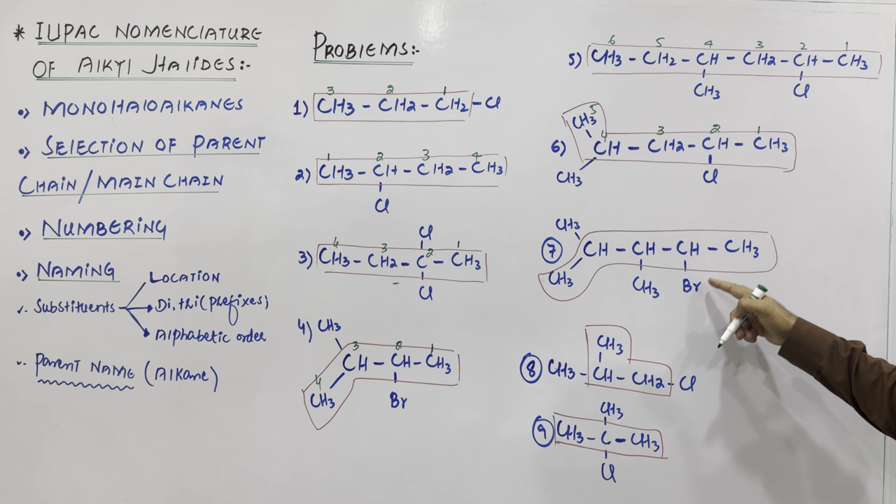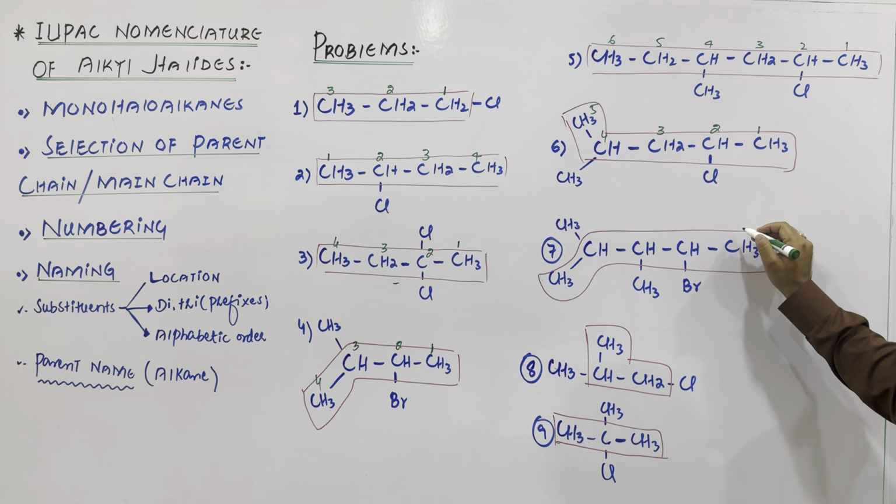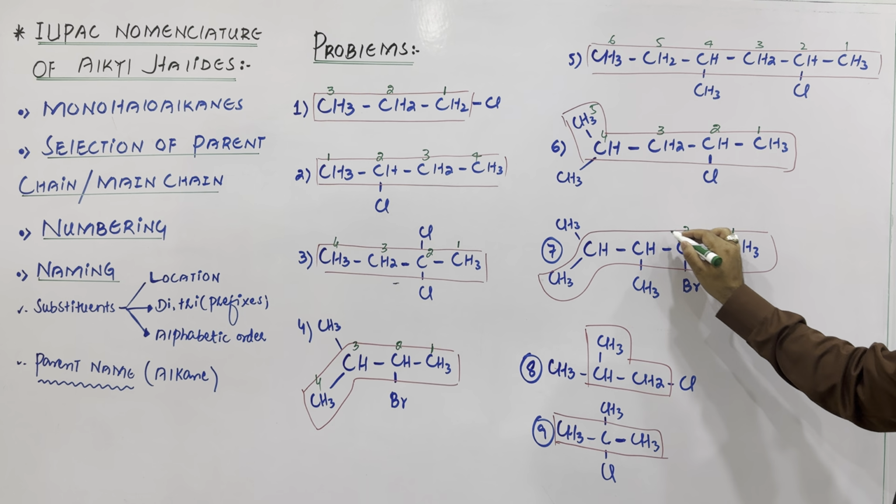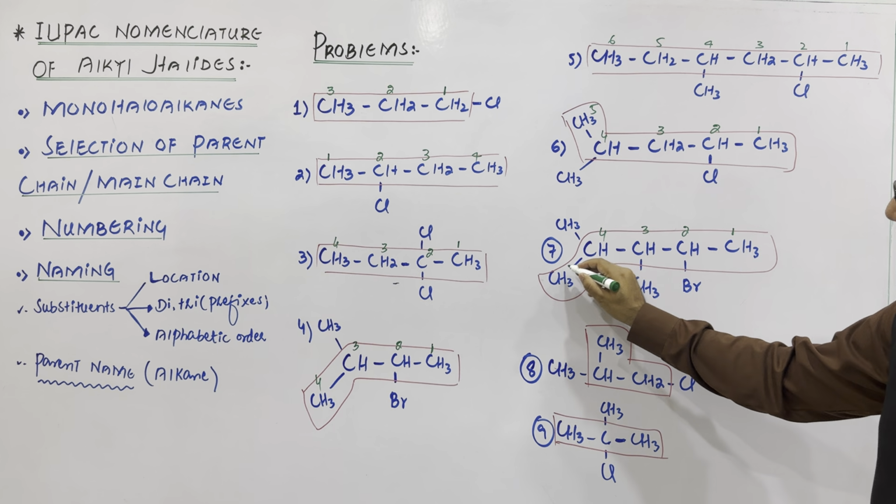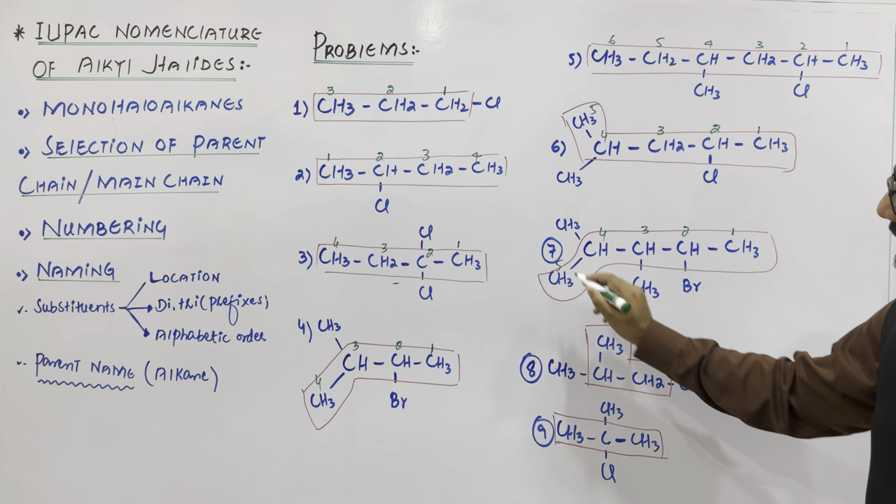Similarly, in this case, the bromo is nearer to this end of the chain. So 1, 2, 3, 4, and 5. The halogen is attached to the first carbon, so that should be, no, 1, 2, and that is 3. And similarly, in this case, the functional group is in the middle of the chain, so you can start numbering from any side of the chain.